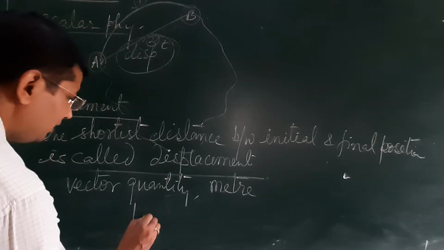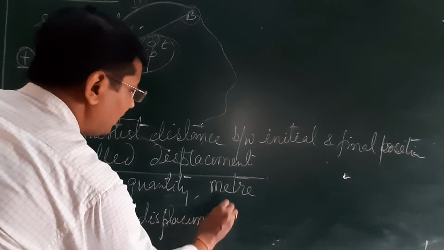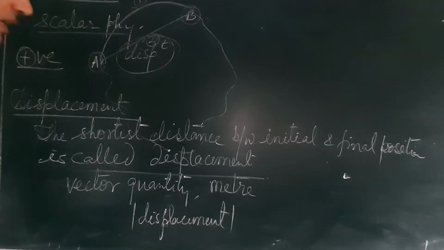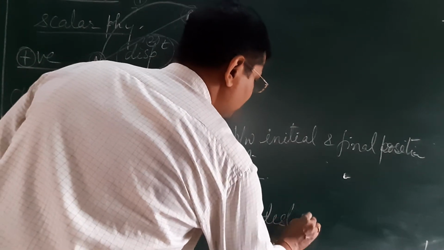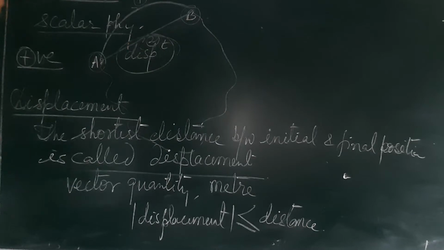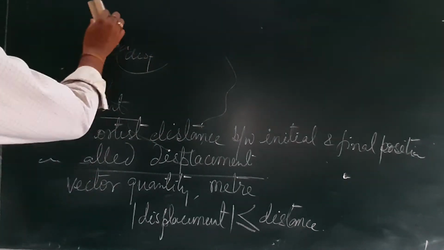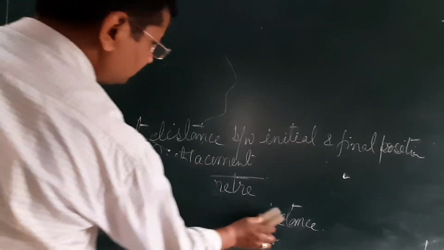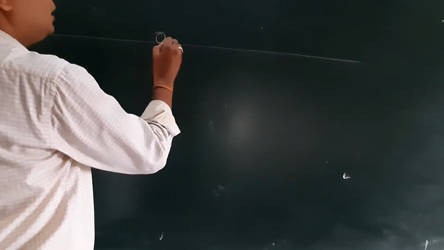Actually, the magnitude of displacement is always less than or equal to distance. Distance may be positive, negative or zero. For example, we are discussing an example. I am supposing a rectilinear motion. The origin is at this position.